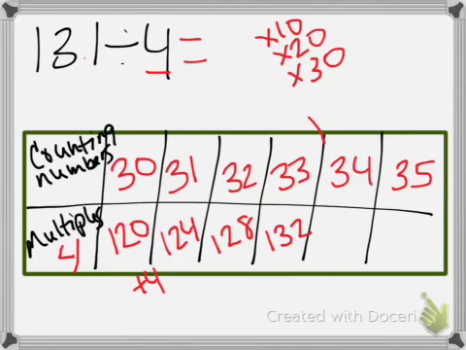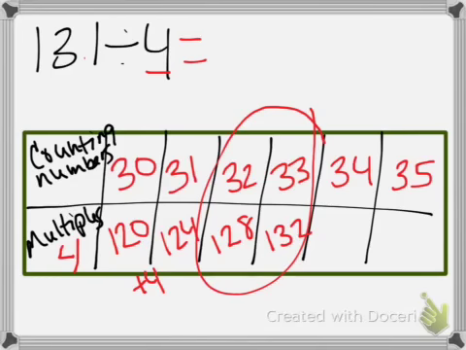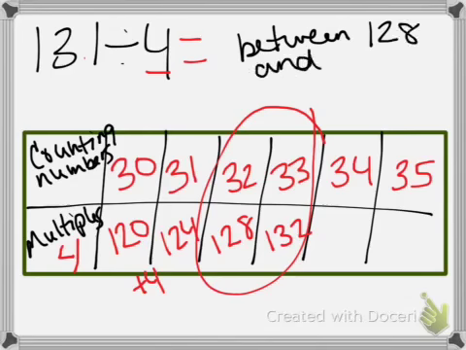So I have found that these two numbers are what I want. On their paper, they're going to write that 131 is between 128 and 132. So you're going to list the multiples on that.